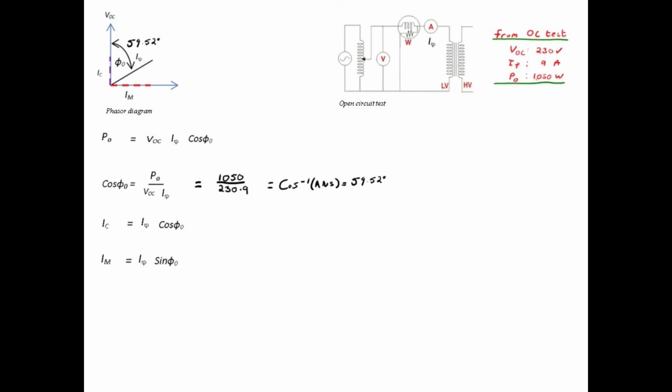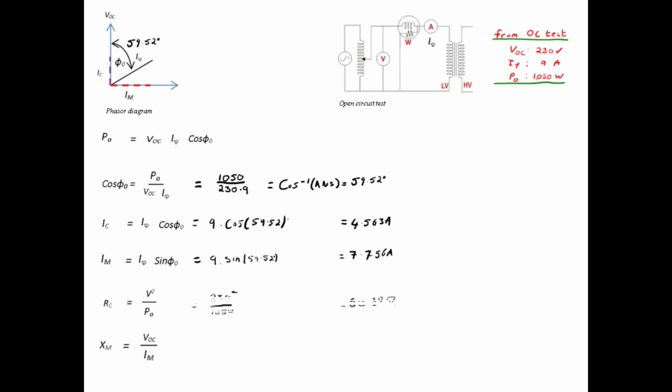IC is therefore equal to 9 times cos 59.52 degrees, which is 4.563 amps. And IM is 9 times sin 59.52 degrees, which is equal to 7.756 amps. RC is the voltage squared over P0, the iron losses, and XM is equal to the voltage over IM. This is equal to 50.38 and 29.65 ohms respectively.